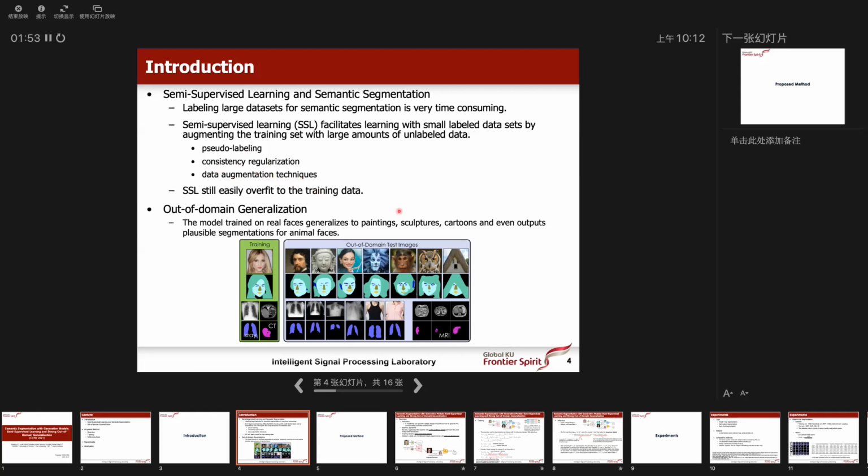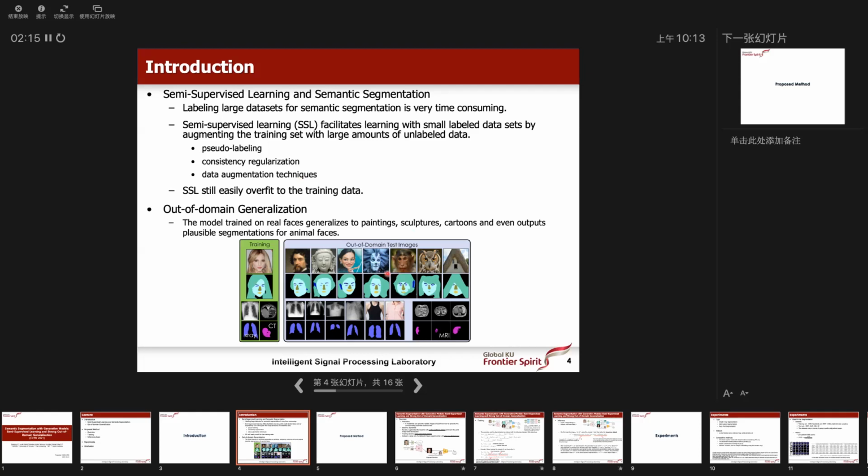And so in this paper, the authors want to solve this problem and realize out-of-domain generalization. So you may be curious about what out-of-domain generalization is. Here is an example. We want to train.